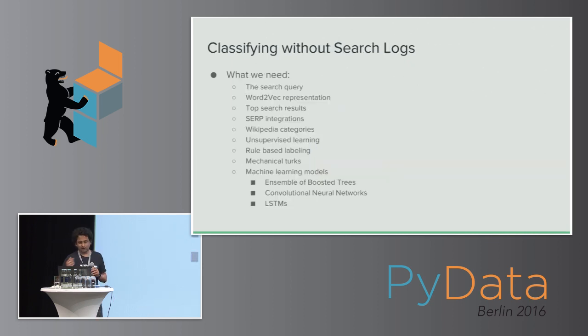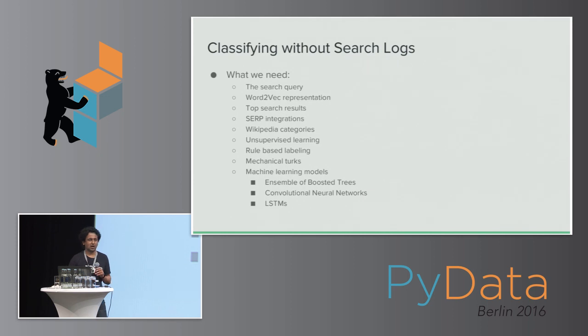So now let's look into classifying without search logs. So what do we need? Of course, we need the search query because we want to classify the search query in some category, right? And we need some knowledge about word-to-vec embeddings. We need info about the top search results that come with a query, some SERP integration. SERP is the search engine result page.